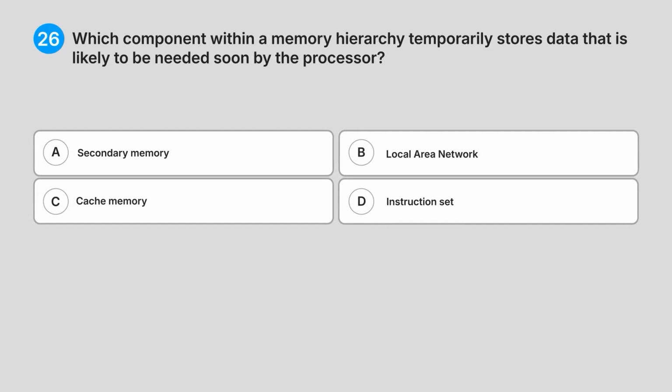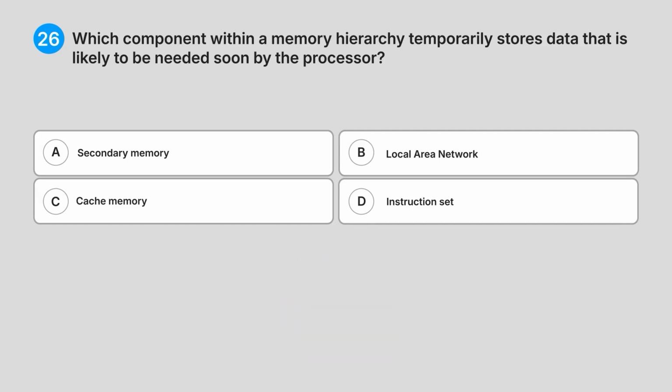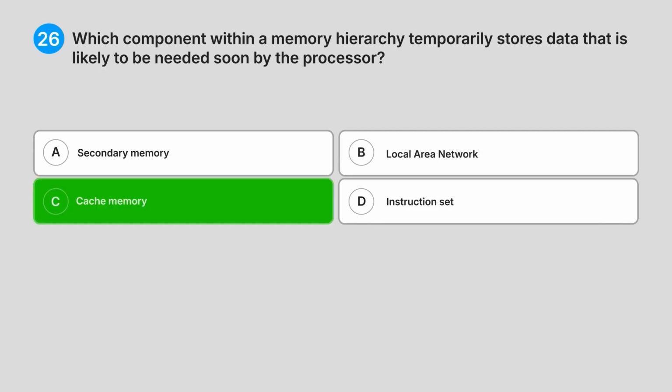26. Which component within a memory hierarchy temporarily stores data that is likely to be needed soon by the processor? A. Secondary memory. B. Local area network. C. Cache memory. D. Instruction set. What do you think is the answer? Correct answer, C. Cache memory.